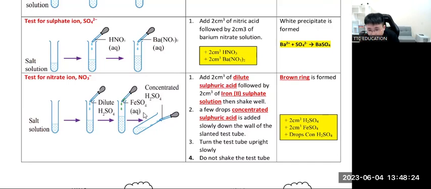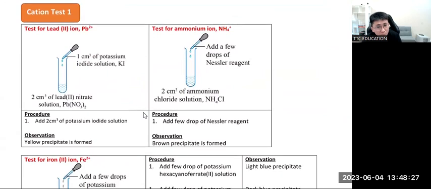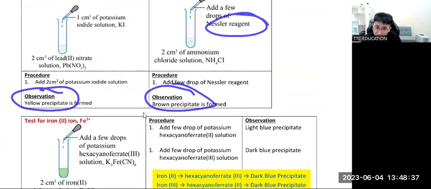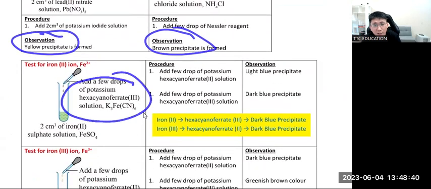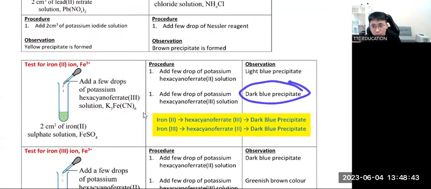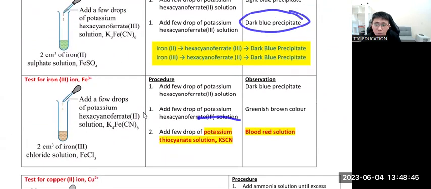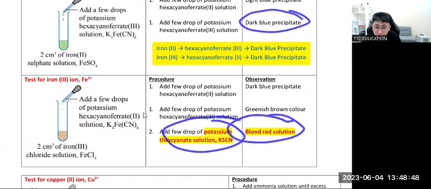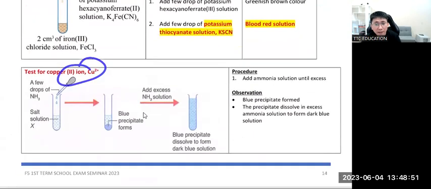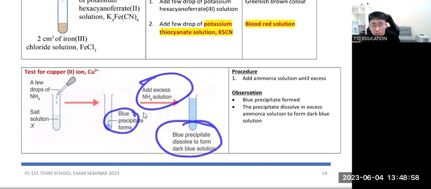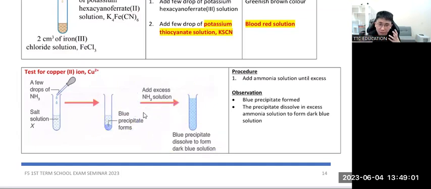So these are all the specific procedures for each type of anion. If anions have tests, cations also have tests. How to test Pb2+? I'm going to use potassium iodide. To test ammonium, I'm going to use Nessler reagent, and you get different observations, yellow precipitate, brown precipitate. To test Fe2+, I add potassium hexacyanoferrate and you see a dark blue precipitate. To test Fe3+, I use potassium thiocyanate and you get a blood red solution. To test Cu2+, I add excess ammonia: you see a blue precipitate, then with excess ammonia the blue precipitate dissolves. So these are multiple tests for different chemicals.